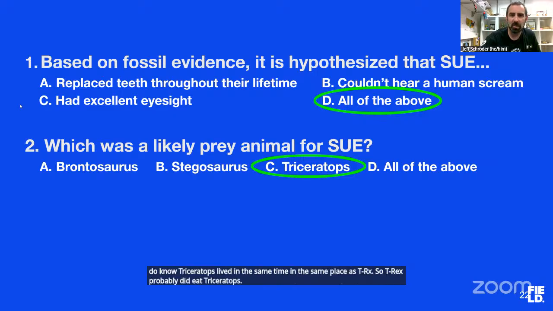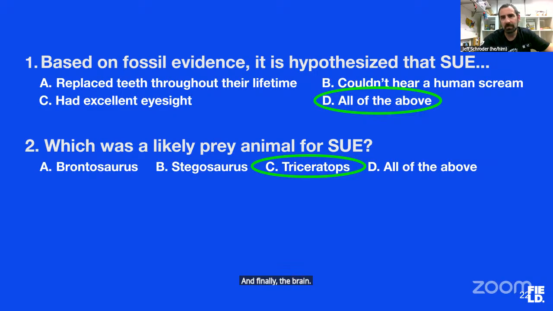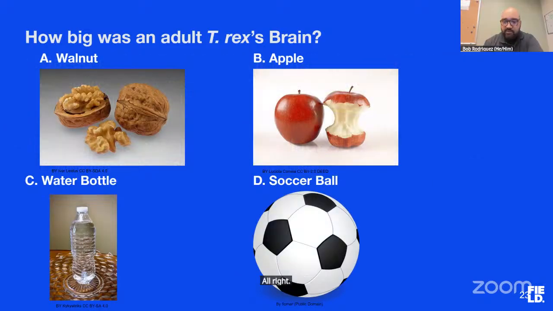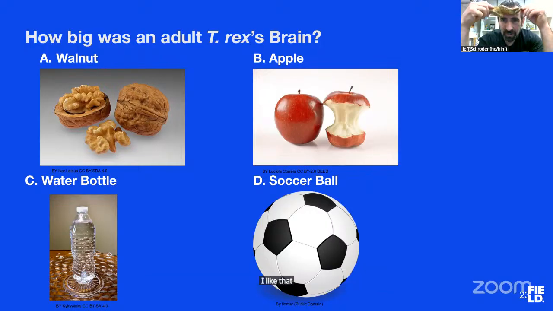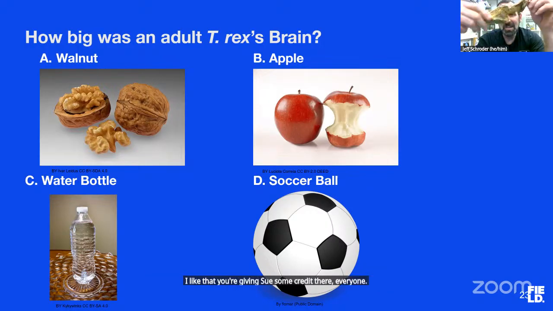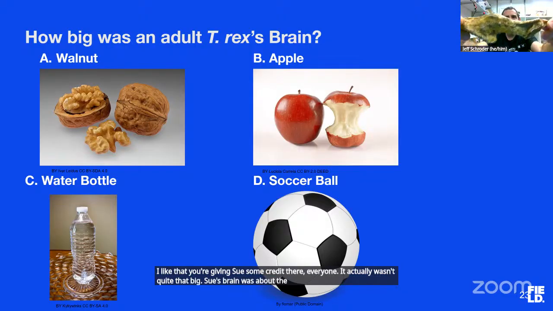And finally, the brain. All right. Got a lot on our mind for this one here. And so for question three, most of us are saying that Sue's brain was the size of a soccer ball. I like that you're giving Sue some credit there, everyone. It actually wasn't quite that big. Sue's brain was about the size of a water bottle.